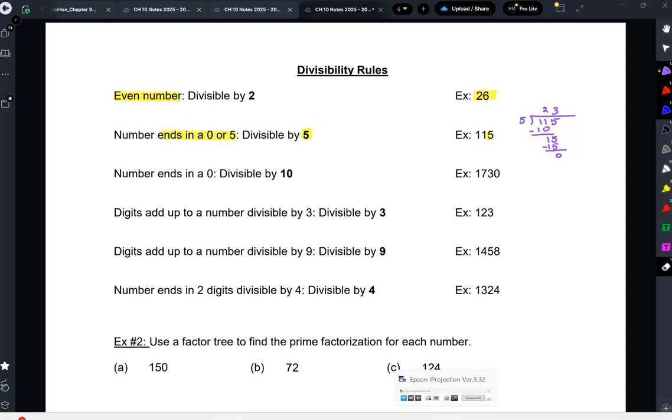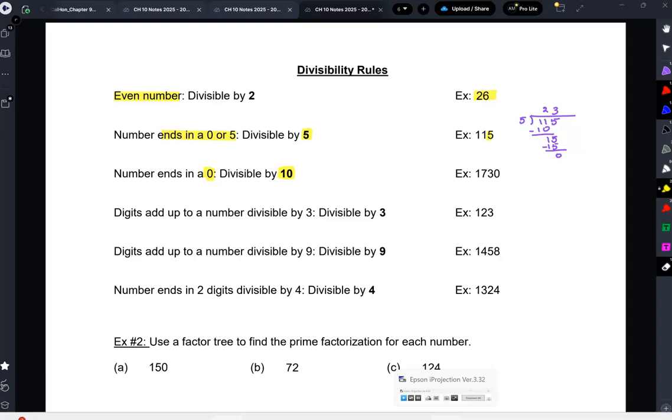Okay. How do we know if something is divisible by 10? Well, it has to end in 0. Okay? So 1730, 2,450, right? 32 million. All of these can be divisible by 10.